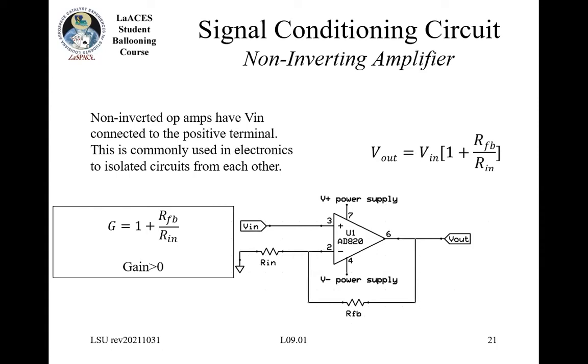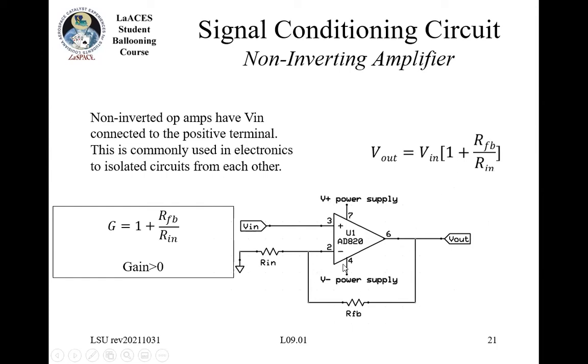The other thing you can do is make a non-inverting amplifier where you don't change the sign. The input is connected to the positive voltage. You have a feedback resistor, again, between the output and one of your inputs. And then you have this input resistor that goes to ground.